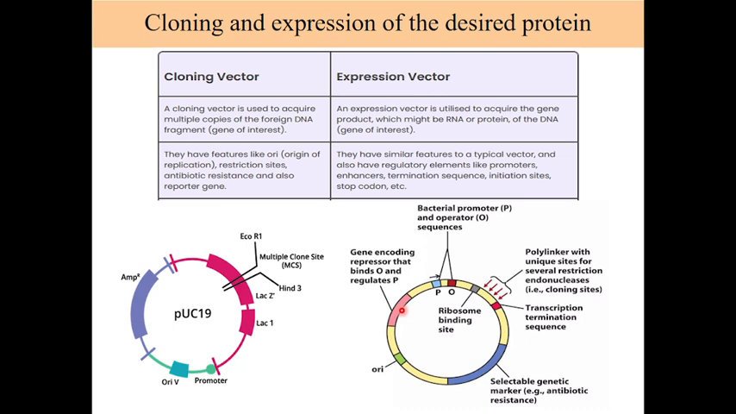Now in our cell, actually this inducible system is integrated into the genome of the bacteria. We will soon look at it, but the basic difference between the expression and cloning vector is that the expression vector should have a start codon, stop codon and ribosome binding site. Most important three things. See, promoters, enhancers, terminator sequences, initiation sites, etc.